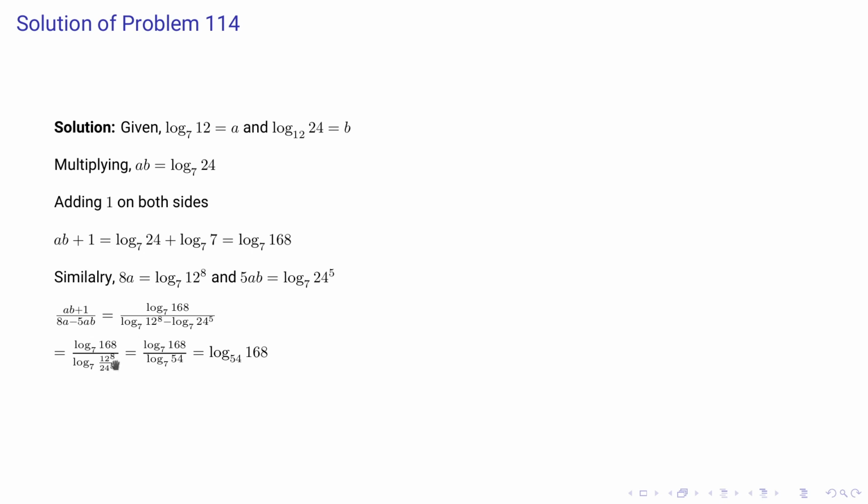Now, this ratio is 54. So, once we have this ratio, we can say that this is log of 168 by 7 with base 54. So, the representation would be ab plus 1 divided by 8a minus 5ab. So what we assumed with 8a and 5ab was just to figure out the base 54 for this entire formula.